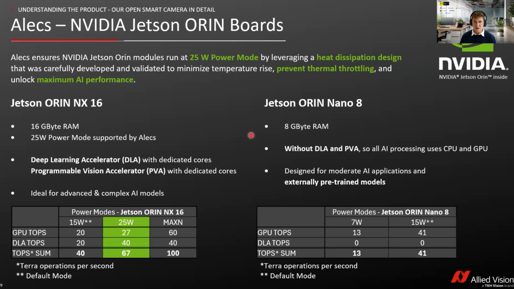On the opposite side, there is also the Jetson Orin Nano, which is a little bit cheaper and comes with 8 GB RAM, half of the NX board. There is no DLA and PVA included, so all processing uses the CPU and GPU. We recommend with the Jetson Orin Nano board to pre-train the model externally because the RAM is not so high. In general it's possible, but with 8 GB RAM it could be insufficient for deeper and larger AI applications when the training model is too big.